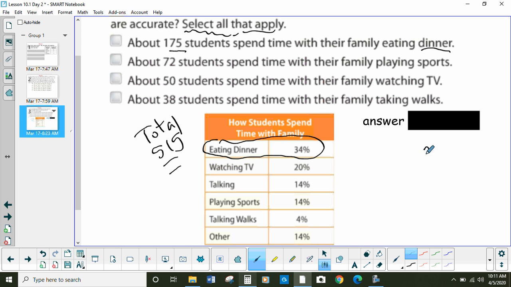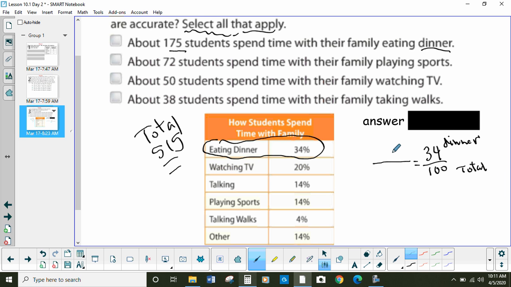We're talking about 34% of, now percent is out of 100, so we use percent proportion when we deal with percents, right? So remember, we can use proportions to solve all these questions. So I'll use percent proportions since they talk about percents. 34% of 100. Then would it be true that 175 would eat dinner? So we have 34%, that means 34% spend time eating dinner out of a total of 100%.